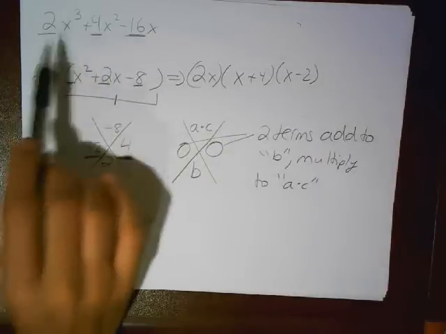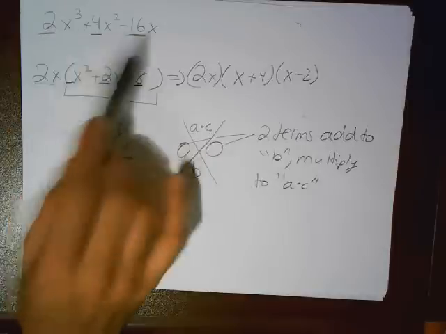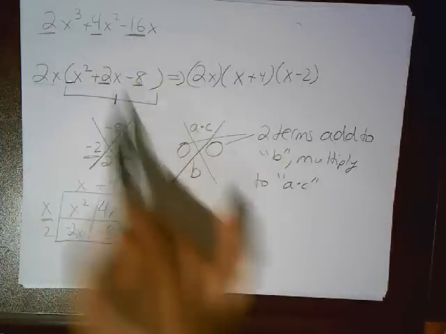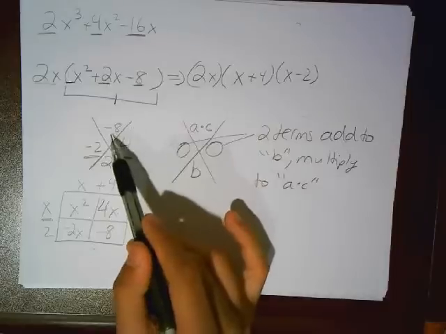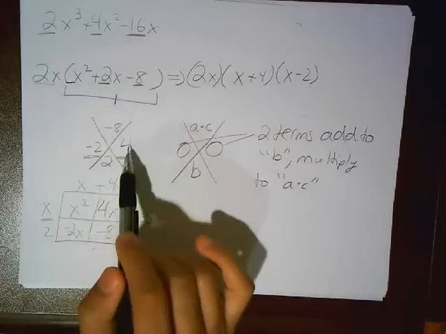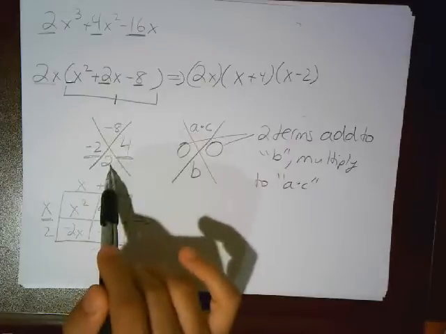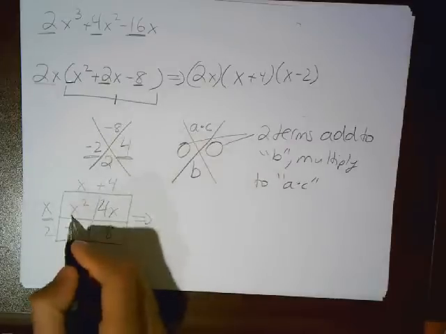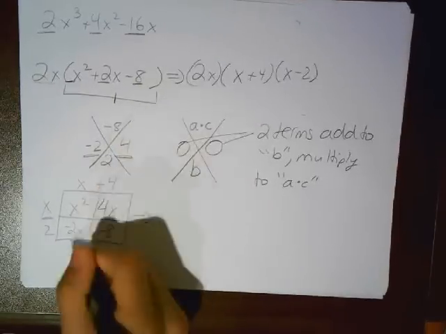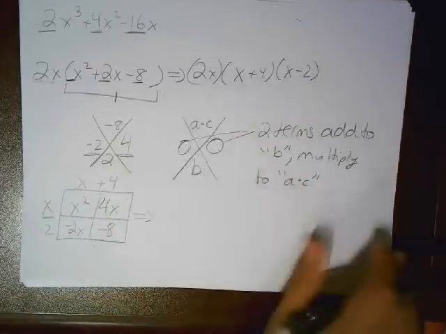So again, the steps were, we found that 2x was the greatest common factor. All these have a 2, and they all have an x, so we took those out. Then we did this, and we did the x box, so we found AC, positive 1 times negative 8 is negative 8, and b is 2. We found two numbers that multiplied to negative 8, 4 and negative 2, and added to 2. Then we drew our box. This was x squared. This was negative 8. This was 4x. This was negative 2x. We solved for what goes outside, and we got this.